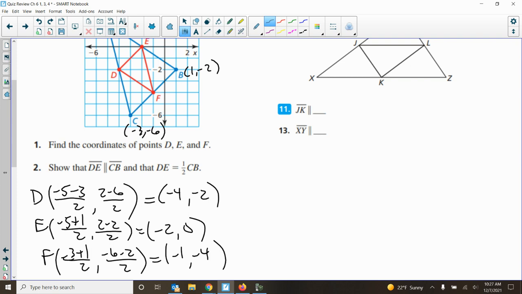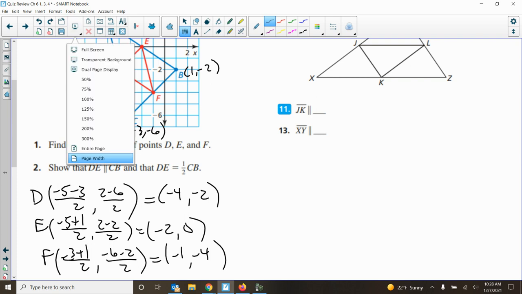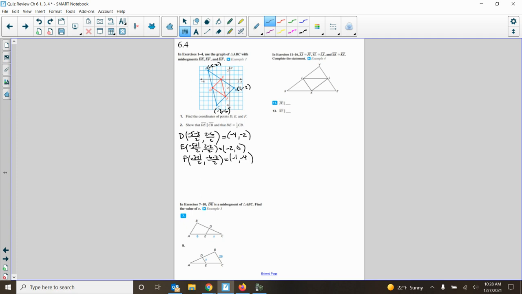Negative 1, negative 4. So now question number 2 is where it gets real interesting. Show that DE is parallel to CB and DE is 1/2 of CB. Just to use our space wisely, we're going to go over here to do this work. How am I going to show that DE and CB are parallel? Well, here I have to show that their slopes are the same. And the slope formula is y2 minus y1 over x2 minus x1.